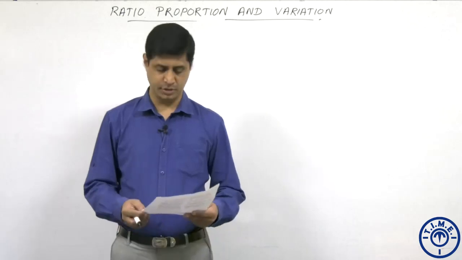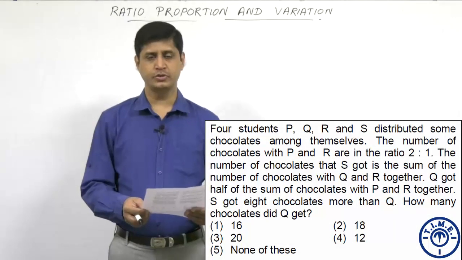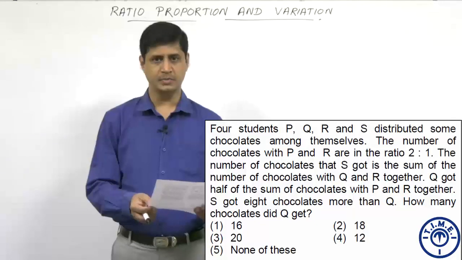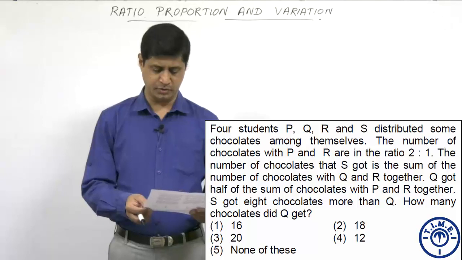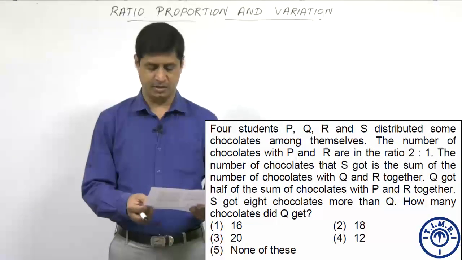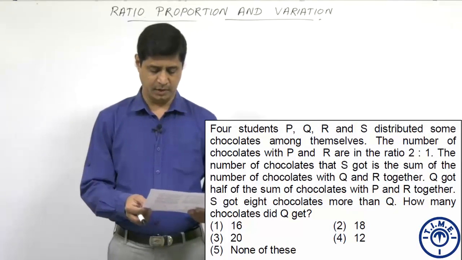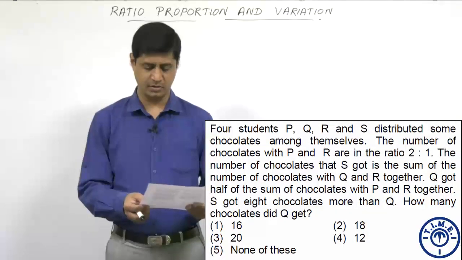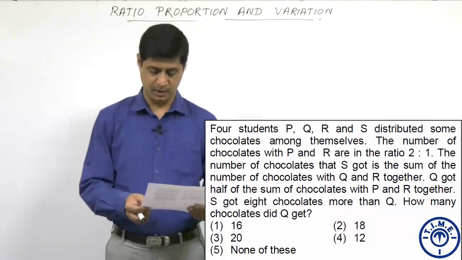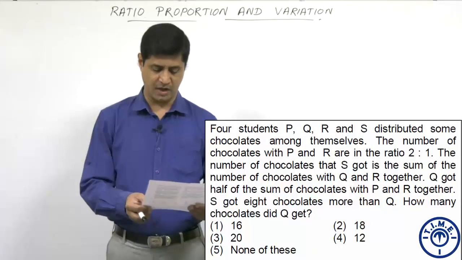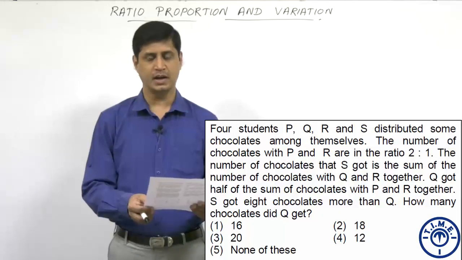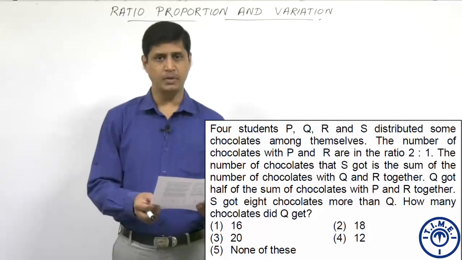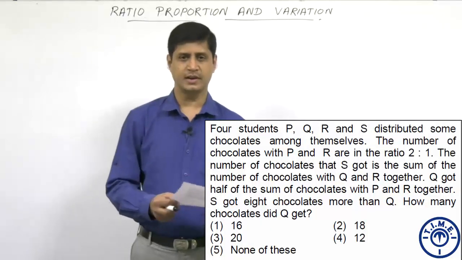Now look at the next question. 4 students P, Q, R and S distributed some chocolates among themselves. The number of chocolates with P and R are in the ratio 2:1. The number of chocolates that S got is the sum of the number of chocolates with Q and R together. Q got half of the sum of the chocolates with P and R together. S got 8 chocolates more than Q. How many chocolates did Q get?